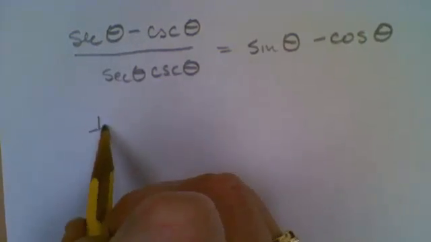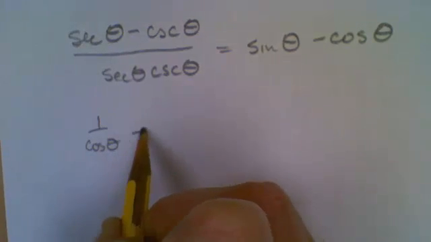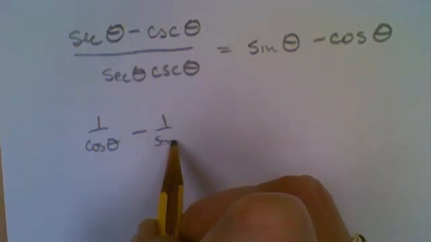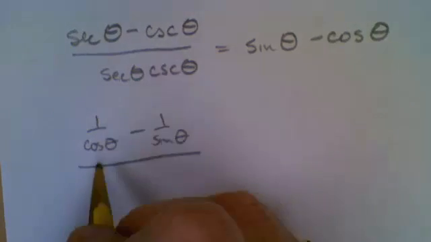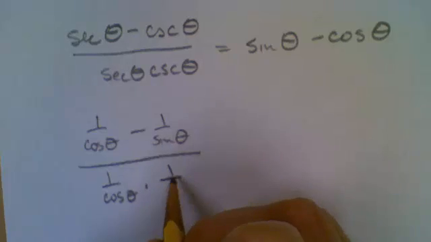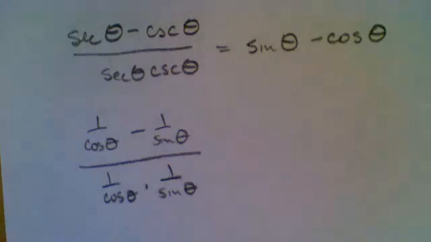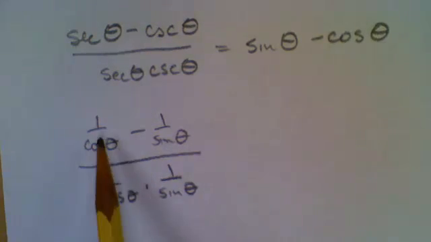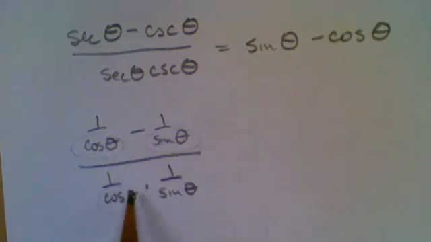Secant is 1 over cosine. Cosecant is 1 over sine over secant, 1 over cosine times 1 over sine. All right, now I have this complex fraction again. Notice all the denominators. This is a cosine sine denominator.